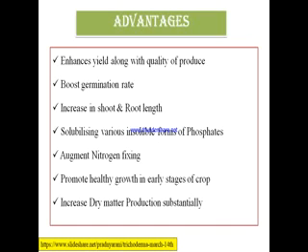Now looking to the advantages, Trichoderma enhances yield along with the quality of produce. They boost germination rate also if we are giving them seed treatment. They increase the shoot and root length as well. They solubilize various insoluble forms of phosphates and other micronutrients. They help in nitrogen fixing. They promote healthy growth in early stage of crop so the disease can be escaped. They increase the dry matter production substantially.